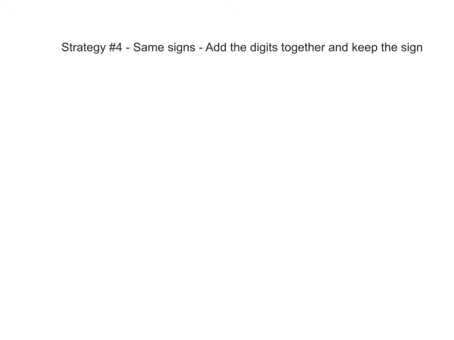Okay. Let's try the fourth strategy. Same signs, add the digits together, keep the sign. So if both are the same sign, well, we're used to this. 4 plus 11. We both know we would add the 4 and the 11, which gives me 15. 4 was positive, 11 was positive, so the answer is positive. And we wouldn't even write the positive in.